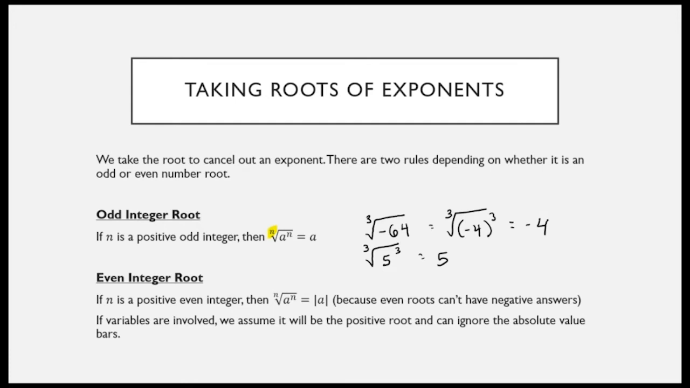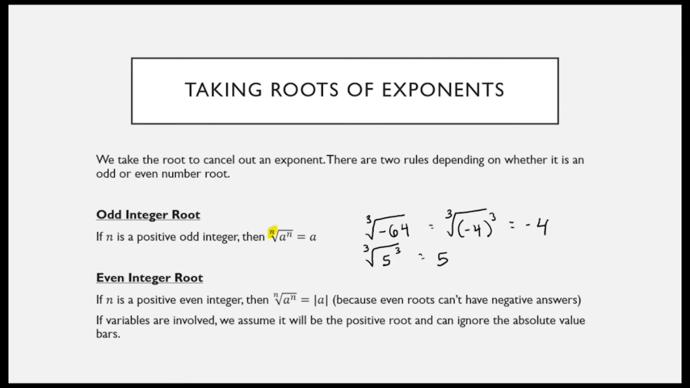Now, if that index is even, it's slightly different because anything that has an even exponent, you're never going to get a negative out of it. And so that's why the rule here has these absolute values, because you can't get a negative from an even root. With a square root, you're undoing something that is squared. And if you had a negative in there, a negative times a negative is a positive. So it's never going to give you a negative answer out.